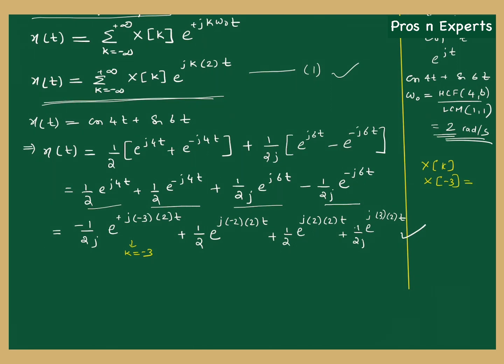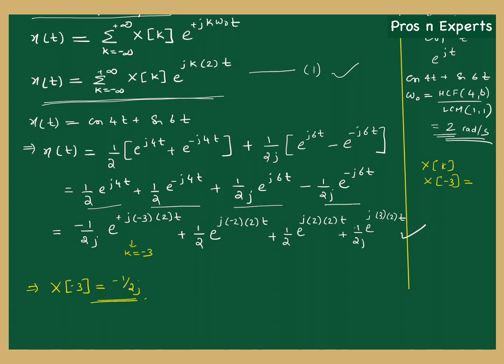And what is x of minus 3 now? X of minus 3 or x of k is the coefficient of the signal. What is the coefficient of signal here? This is signal. What is the coefficient? Minus 1 by 2j. So we can pretty surely write that x of minus 3 is equal to minus 1 by 2j. Right? That is what the first term gives you.